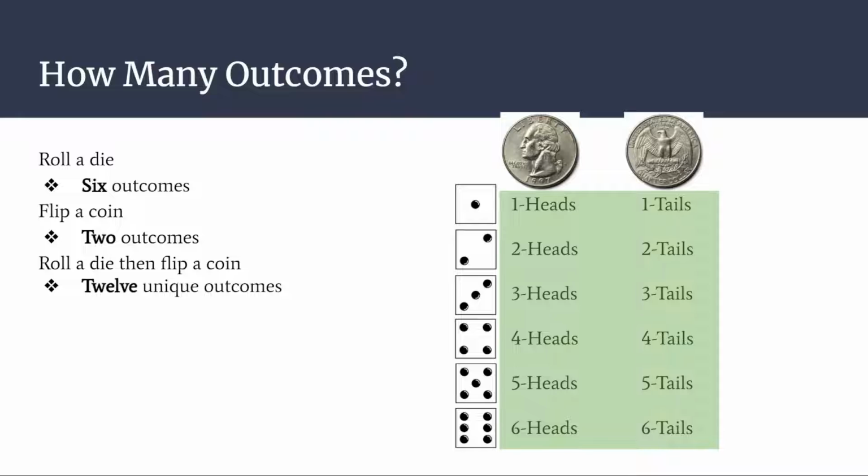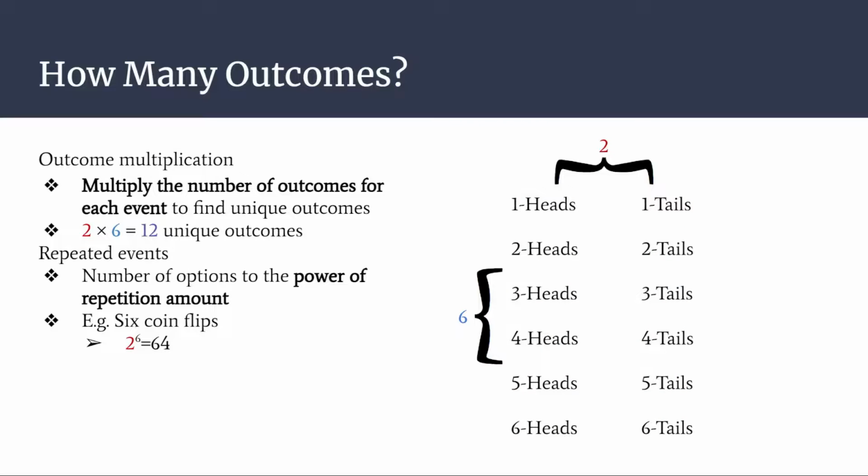A die roll has 6 outcomes, 1 through 6. A coin flip has 2 outcomes, heads and tails. But if I were to roll a die, then flip a coin, there are 12 outcomes, 1 for every number in the die with heads, plus another 6 for the die rolls with tails. If you want a formula for the total number of outcomes, just multiply the number of outcomes for each event. It forms a table of sorts, 2 by 6, to get 12 unique outcomes.